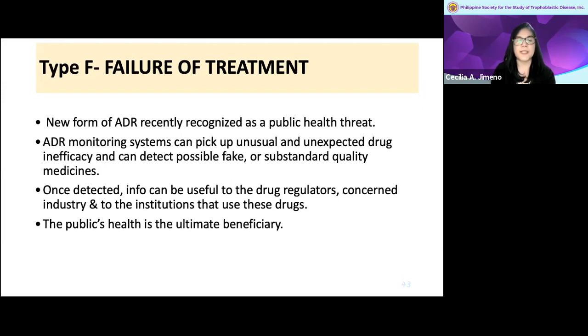So in the Philippines, one example of this is the case of oxytocin a few years back, where generic oxytocin was marketed and it had failed to work, causing deaths in some of the women who had delivered. And so there was a court case in this for a long time, but eventually it was very important because it brought to the attention of the public that a type F ADR is potentially life-threatening.